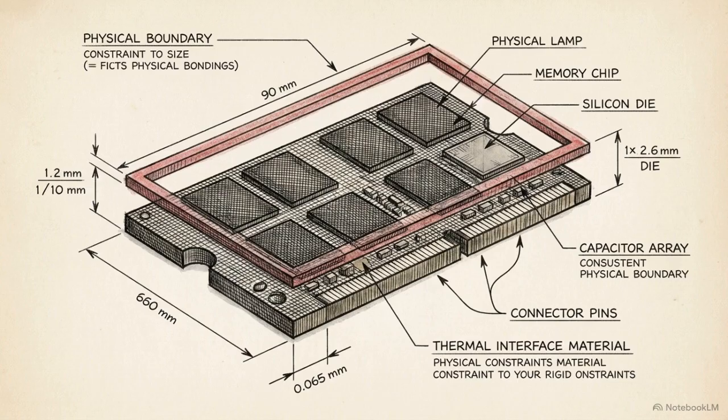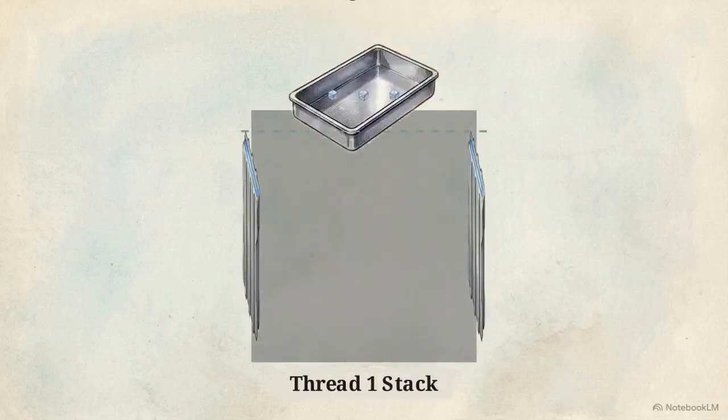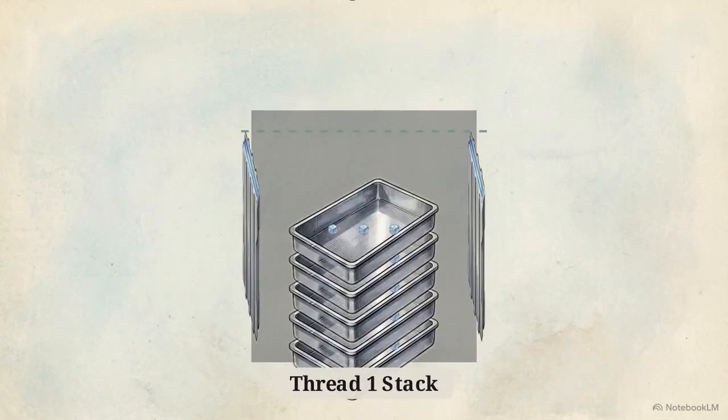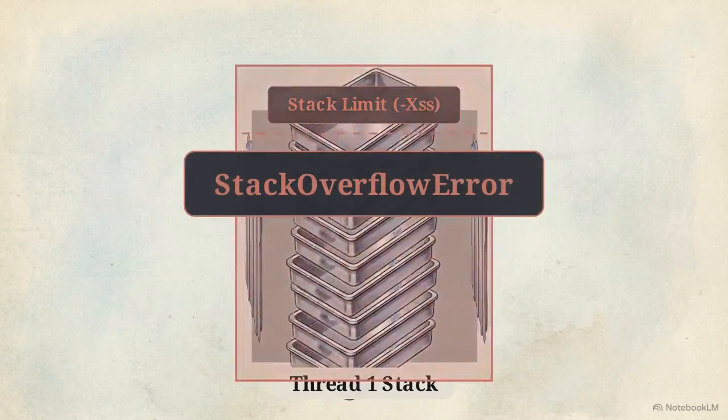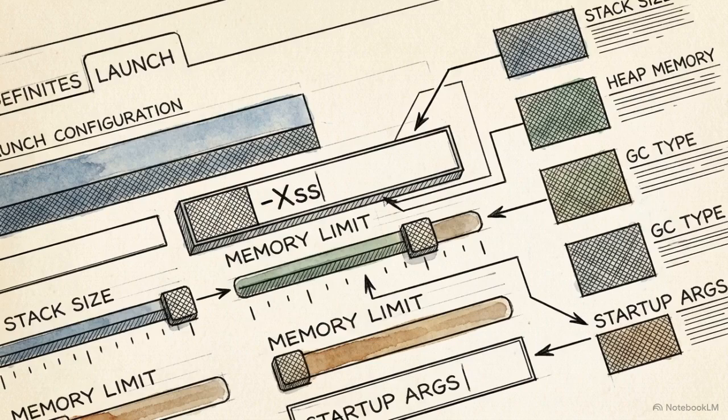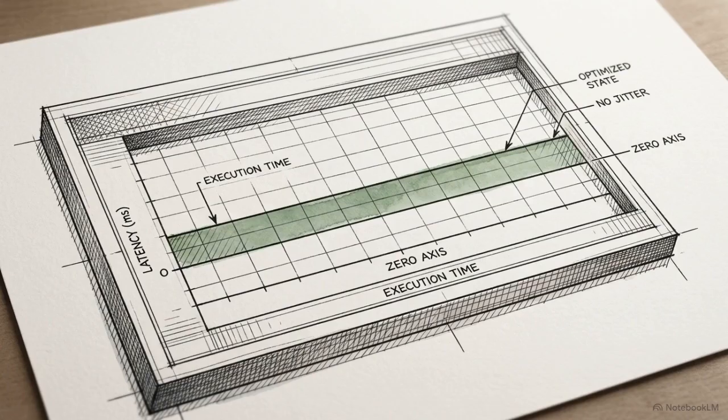However, this speed comes with a physical constraint. The stack is usually capped at a default of 1 megabyte per thread. A recursive function without a proper exit condition will pile frames until they hit the ceiling of this fixed vertical space, triggering a stack overflow error. Engineers control the physical size of this partition using the -Xss tuning flag at startup. The stack architecture trades massive storage capacity for extreme execution speed and inherent memory safety.